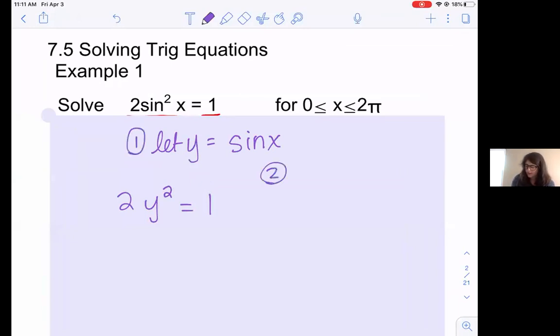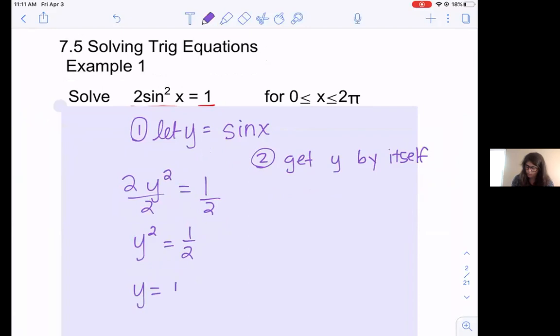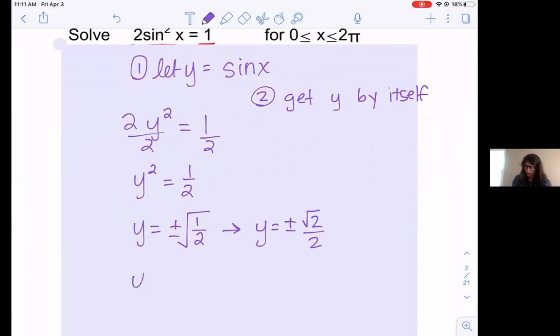Your second step is to get y by itself. Okay, so I'm going to divide by 2, and this is y squared equals 1/2, and then I'm going to say y equals plus or minus the square root of 1/2, and when I rationalize that, I get y equals plus or minus the square root of 2/2. So that's two equations, y equals square root of 2/2 and y equals negative square root of 2/2. Okay, and that makes sense because y was squared.